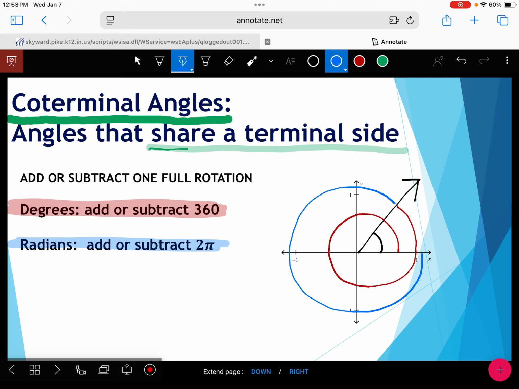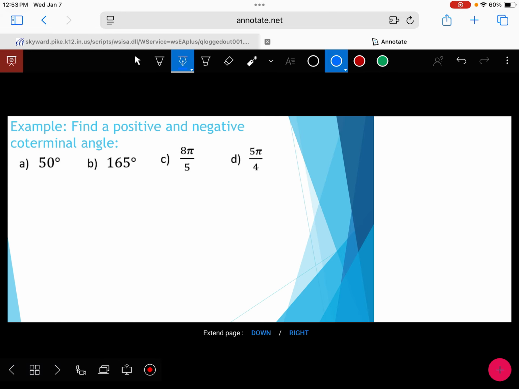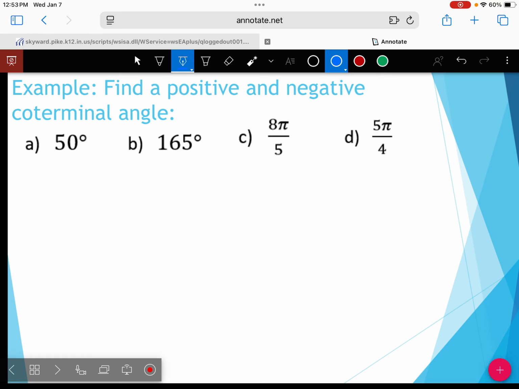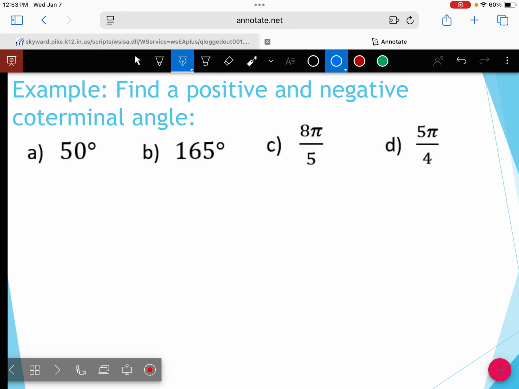So in order to find coterminal angles, if it's in degrees, add and subtract 360. But if it's in radians, add and subtract 2 pi. All right, so I'm going to give you a second to copy this down. This is our last example. You can go ahead and copy them all down. I'm just not sure how much space it's going to take.